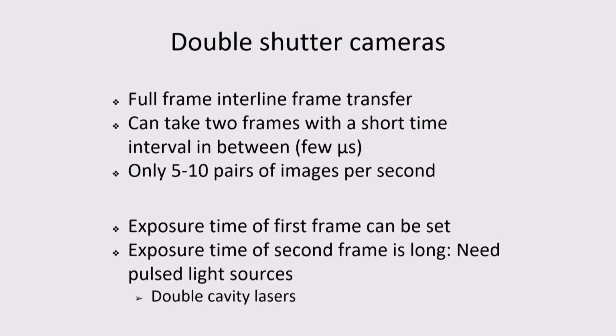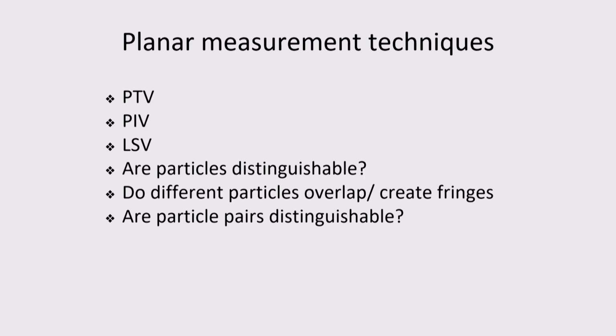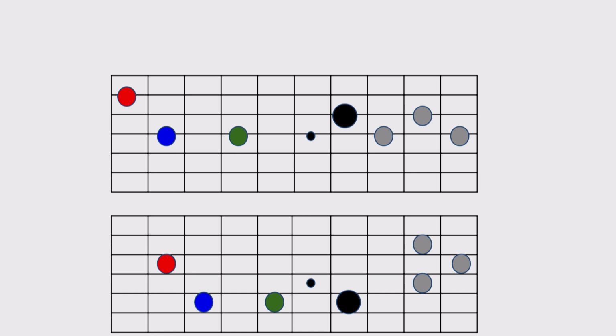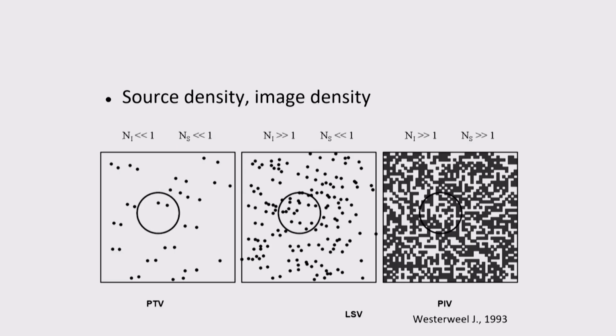And you also need to illuminate it twice, so the light source, the laser, also has to have two pulses. And then we need distinguishable pairs, we will come to that again. This is PTV kind of.